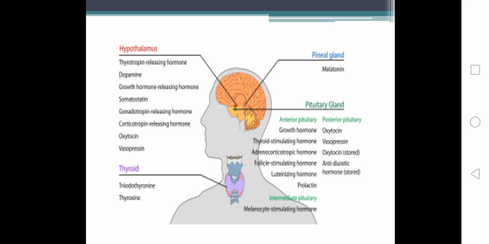So on this diagram, you see the main major hormones in the cranium and in the neck of the human organism.